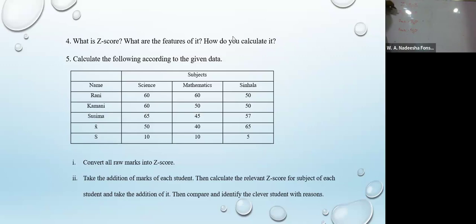So, I calculated. For Rani's science, it is 60 minus 50 over 10. So calculate it: 10 over 10 becomes 1. Similarly, here 1, and here 15 over 10, which is 1.5. That is for science. Then for maths, Rani for maths, Kamani for maths, then Susima for maths.